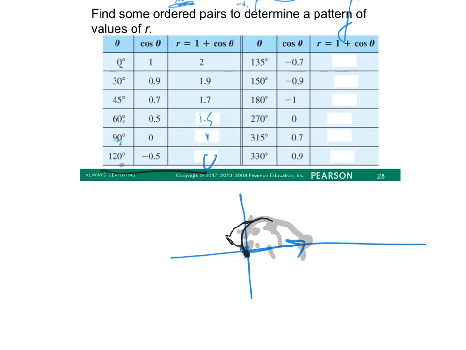Cosine of theta, 120. Oh, negative half, that's right. -1/2 plus 1 is 1/2. So when I went to 120, it was 1/2. It was a little bit. So it did a little bit of curve out here. Okay.